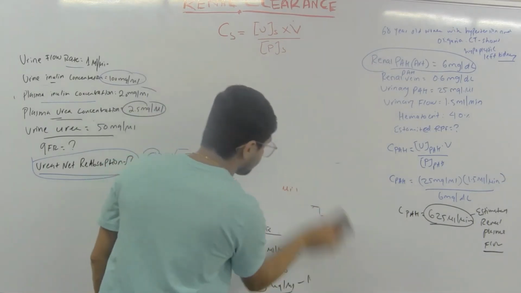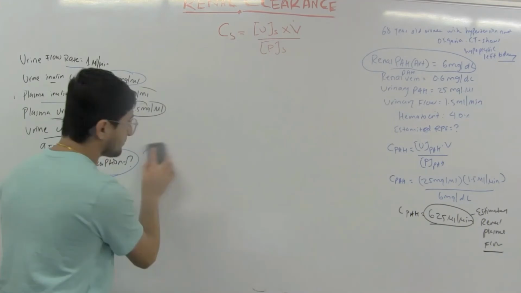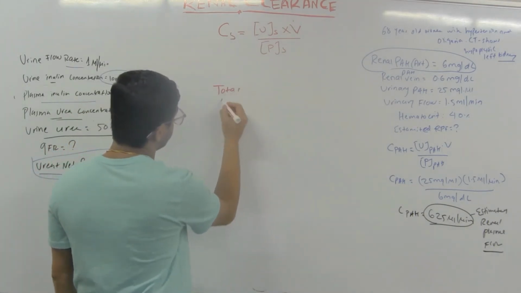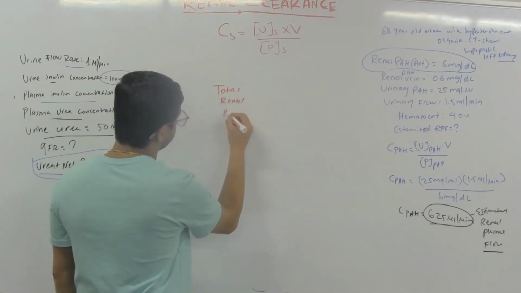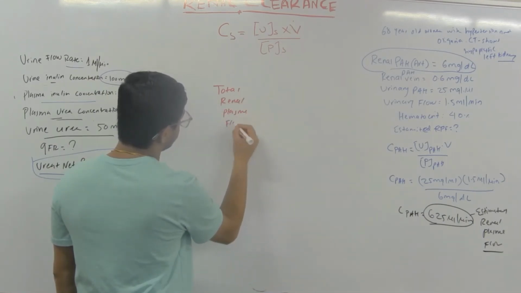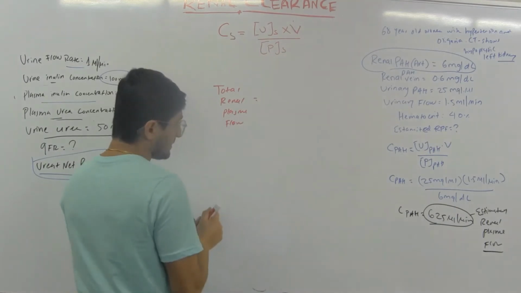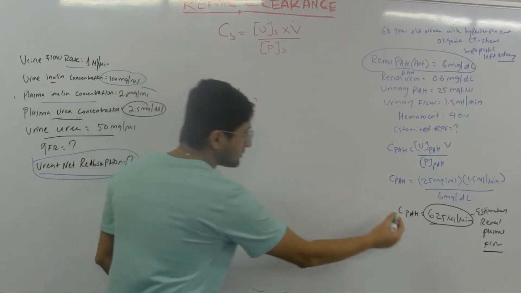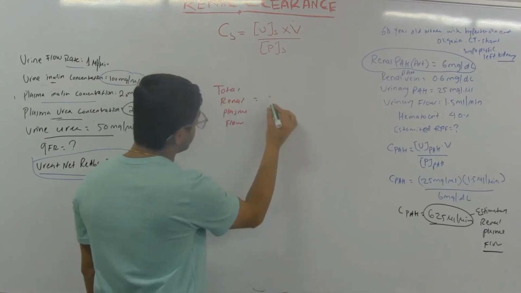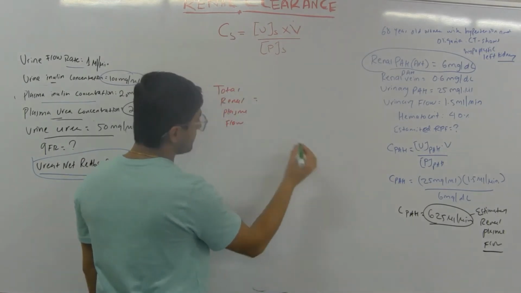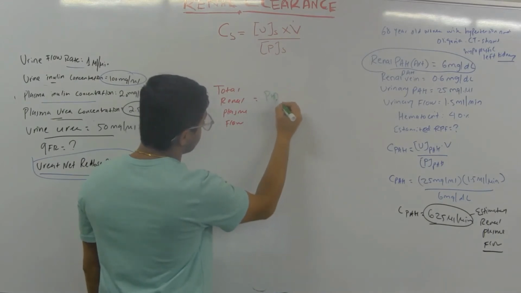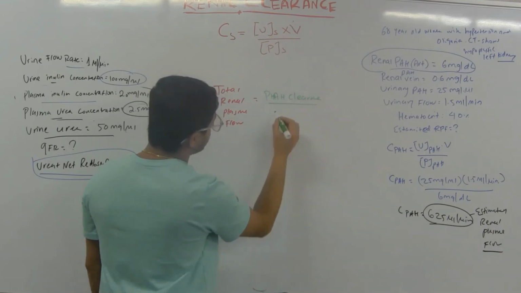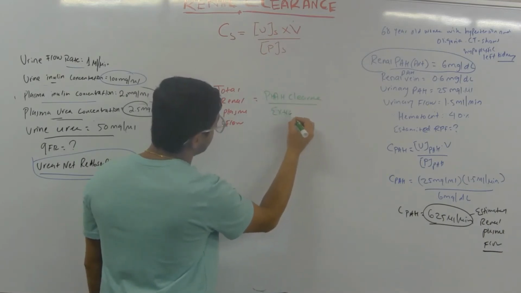If you want to find a true renal plasma flow, then we have to do what? We have to find the total renal plasma flow, which is equal to, let's write down, because this is on clearance, right? This is what we found in the urine. So that means we have to do your PAH clearance over your extraction ratio. What does this mean?